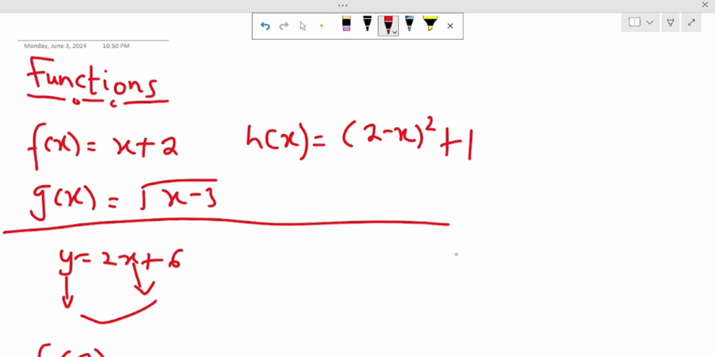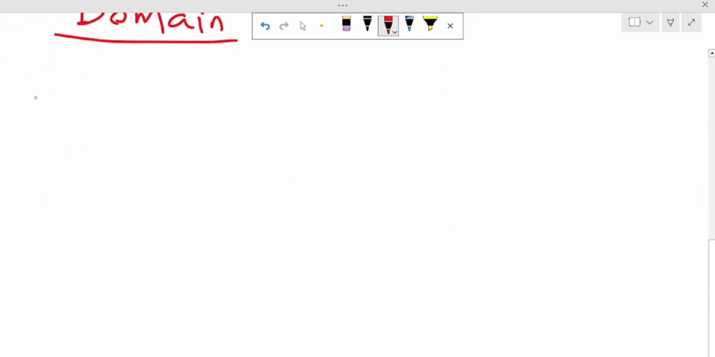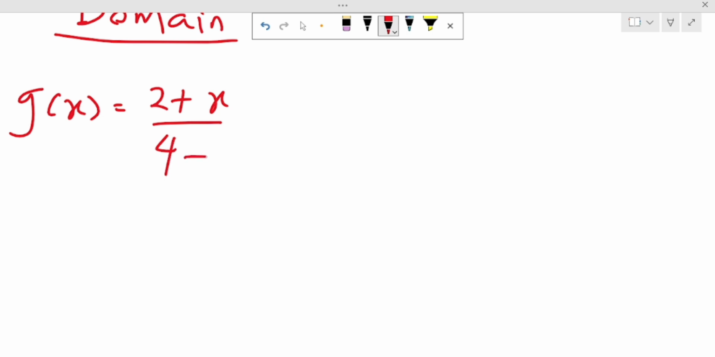So let's use another example. Let's say g of x is equal to 2 plus x over 4 minus x. Now for this function, when I put x equal to 4, I'm going to get the denominator to be 0 and the numerator to be 6, and that is going to make this function undefined because we cannot find 6 over 0. Do you get it? Yes.